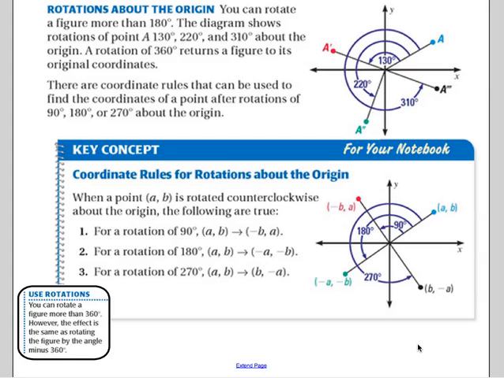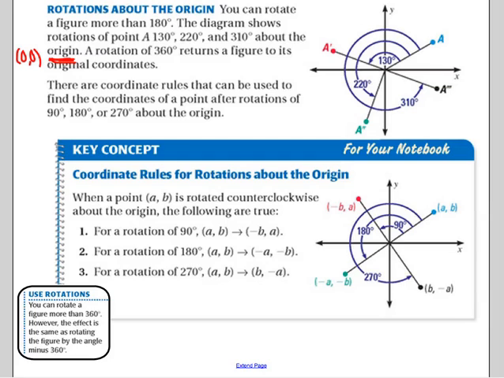Not a huge leap of faith here, but here's what it is. Rotations about the origin. You can rotate a figure more than 180 degrees. The diagram shows rotations of the points A of 130, 220, 310 about the origin. Remember, the origin is always the point 0, 0. These words are used interchangeably. Whenever it says origin, just know they're talking about the point 0, 0 on a coordinate plane.